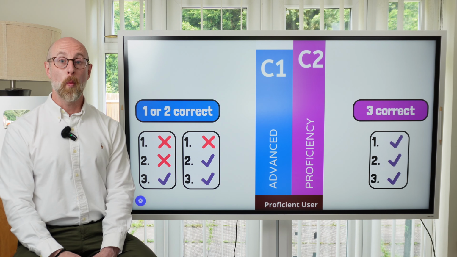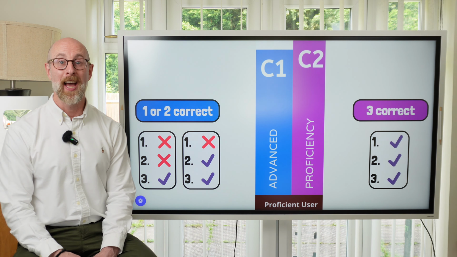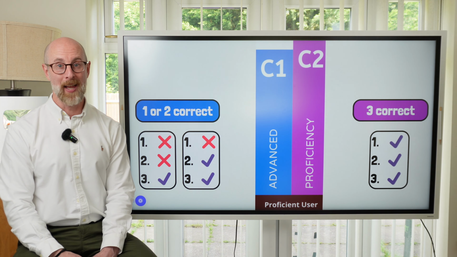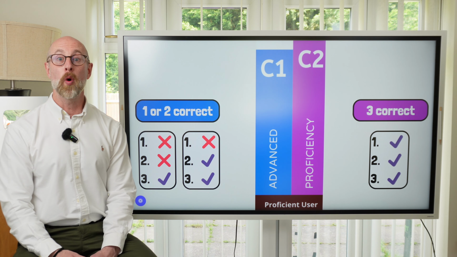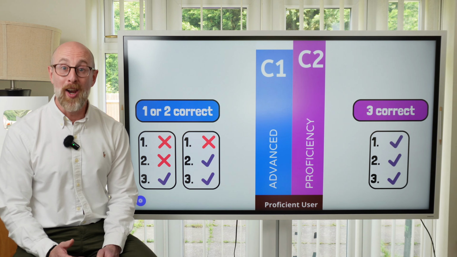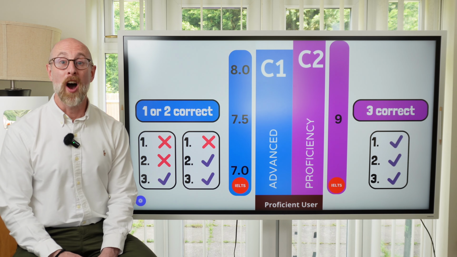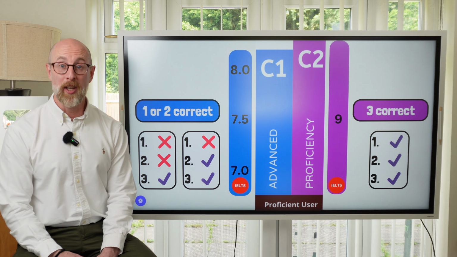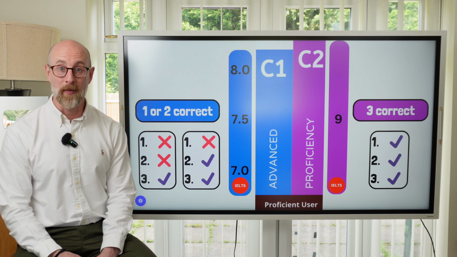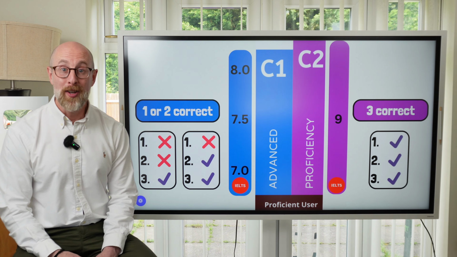Again, if you got one or two of the words correct, your range of vocabulary is likely to be at C1 level. And well done if you got all three words correct. Your range of vocabulary is likely to be at C2 level. Again, here are the IELTS bands. C1 level, band 7, 7.5 or 8. And C2 level, band 9.